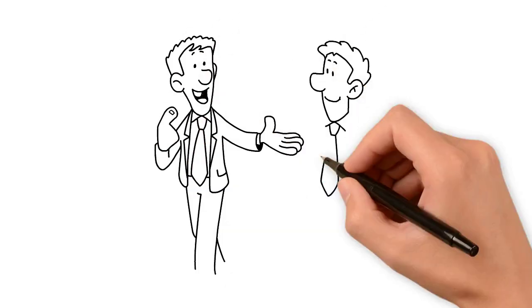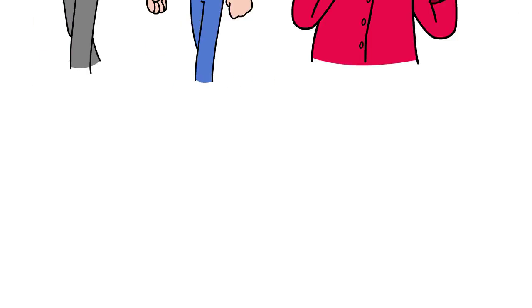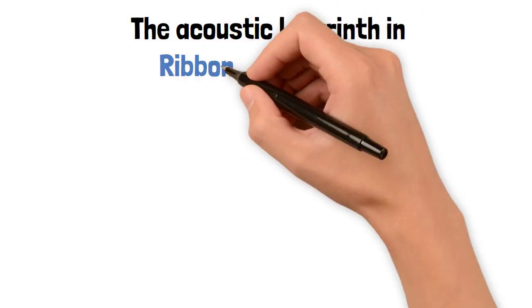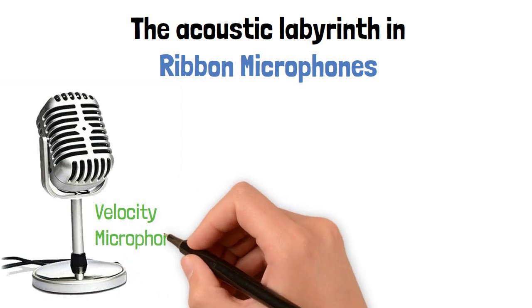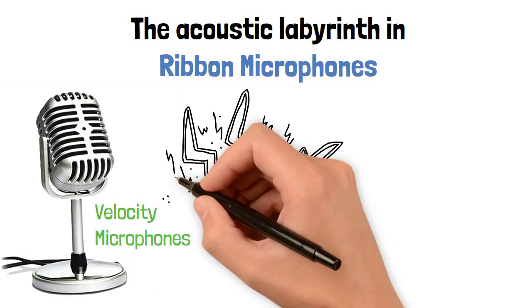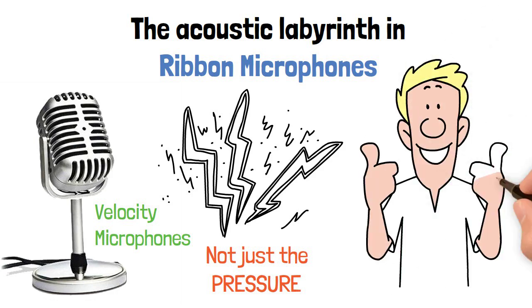Let's talk about something that seems mysterious but is actually grounded in pure acoustic logic: the acoustic labyrinth in ribbon microphones. You see, ribbon microphones are velocity microphones. They respond to the speed of air particles, not just the pressure. That gives them their unique, warm, and natural sound.